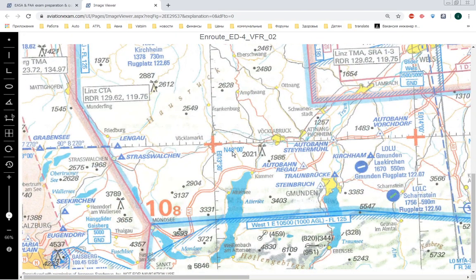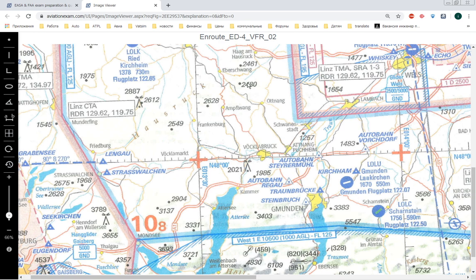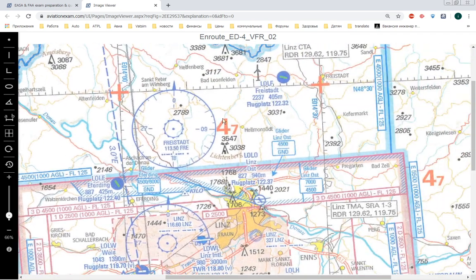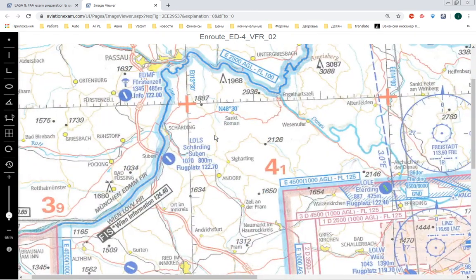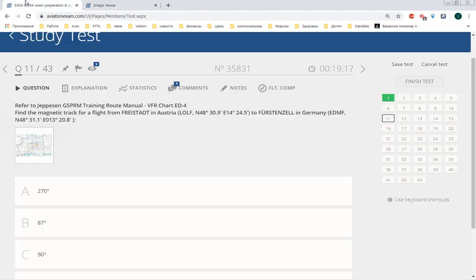Here is 48 degrees north, but we have 48 and 30 minutes. So going further to the north and looking for the 48 degrees and 30. Okay, here it is. The latitude is just over there. We are looking for an airfield just a bit north to that line.